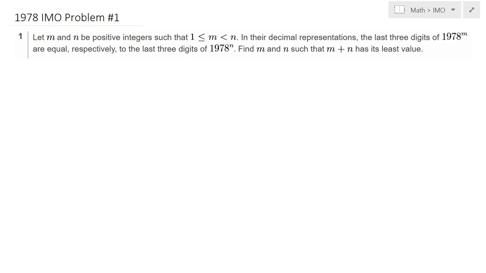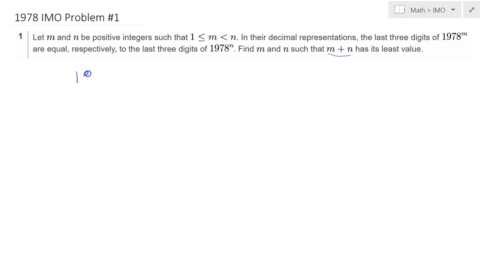Hello everybody, in this lecture we will be solving 1978 IMO problem number 1. Here is a view of this problem. We're given two positive integers m and n, and in their decimal representations, the last three digits of 1978 to the mth power are equal to the last three digits of 1978 to the nth power, and we would like to find m and n such that m plus n will be minimized.